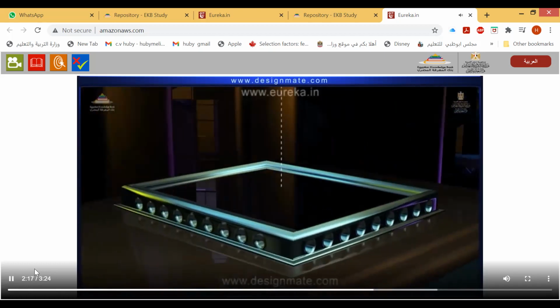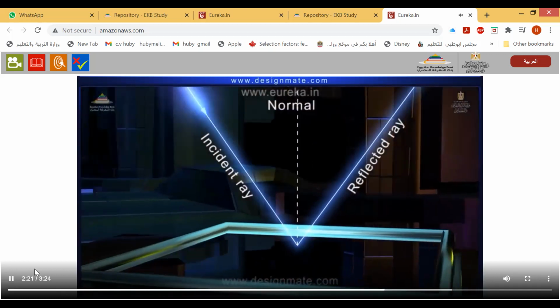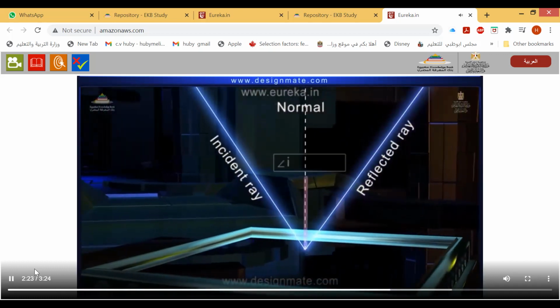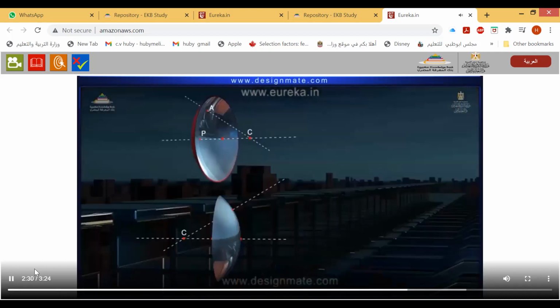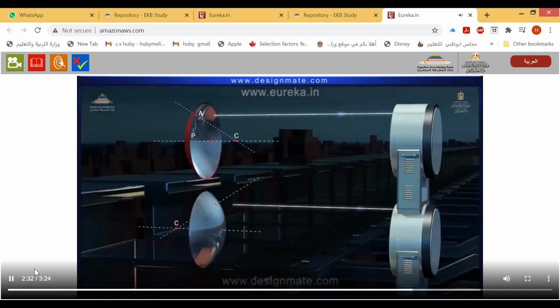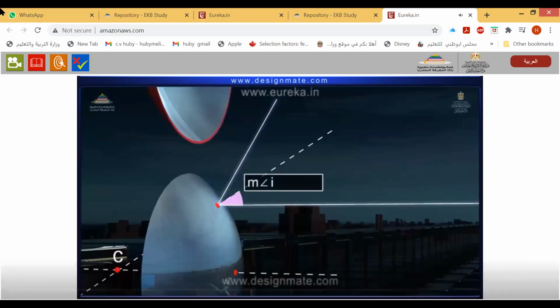Light rays incident at a point on a plane mirror get reflected according to the laws of reflection. As a result, the angle of incidence is equal to the angle of reflection at that point. Now, the ray incident at the point A gets reflected in such a way that the measure of angle I equals the measure of angle R.